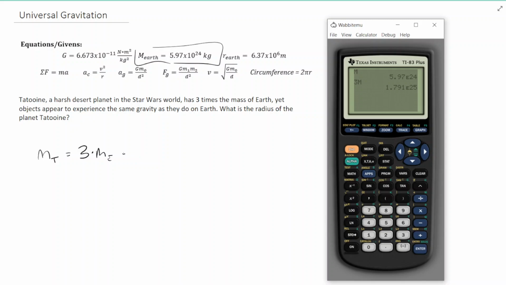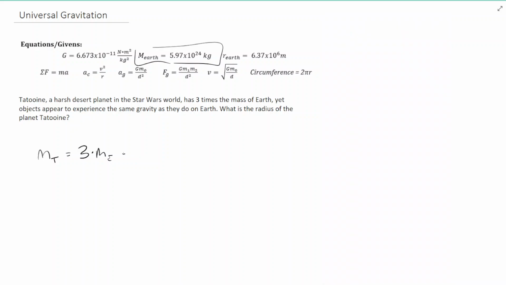Another little trick, I plan to use that mass later, so I'm just going to store that as x to save it so I don't have to retype it. But I'm going to write it down anyways. 1.791 times 10 to the 25 kilograms. So a large, massive planet, 3 times the mass.